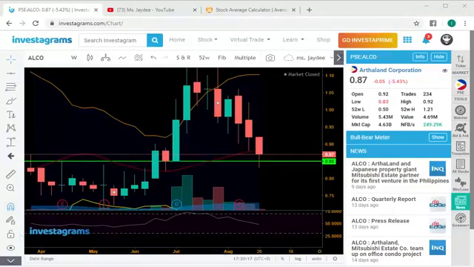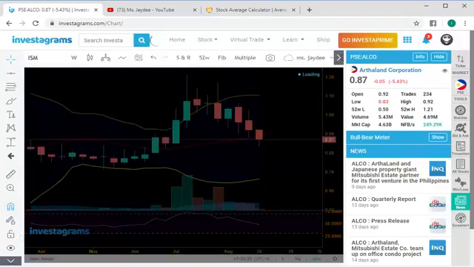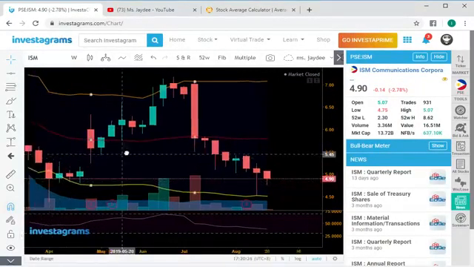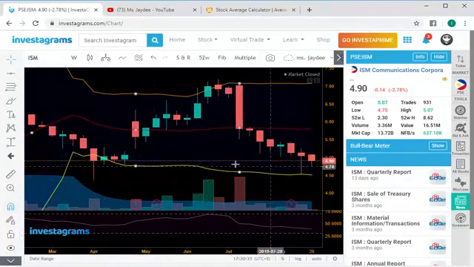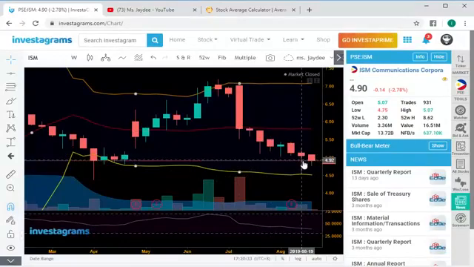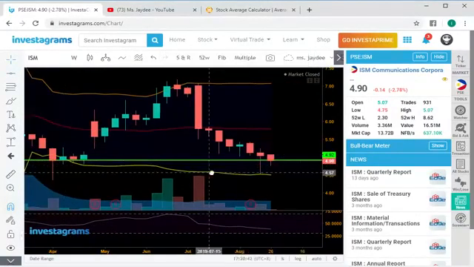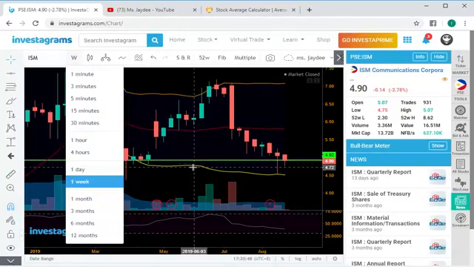Next would be ISM. For ISM, let's see, we have actually a support in this level. 1, 2, 3, 4. It reached that. This was also accounted because at one point price reached that. So you are actually in the support area for ISM. And that's in the weekly chart.